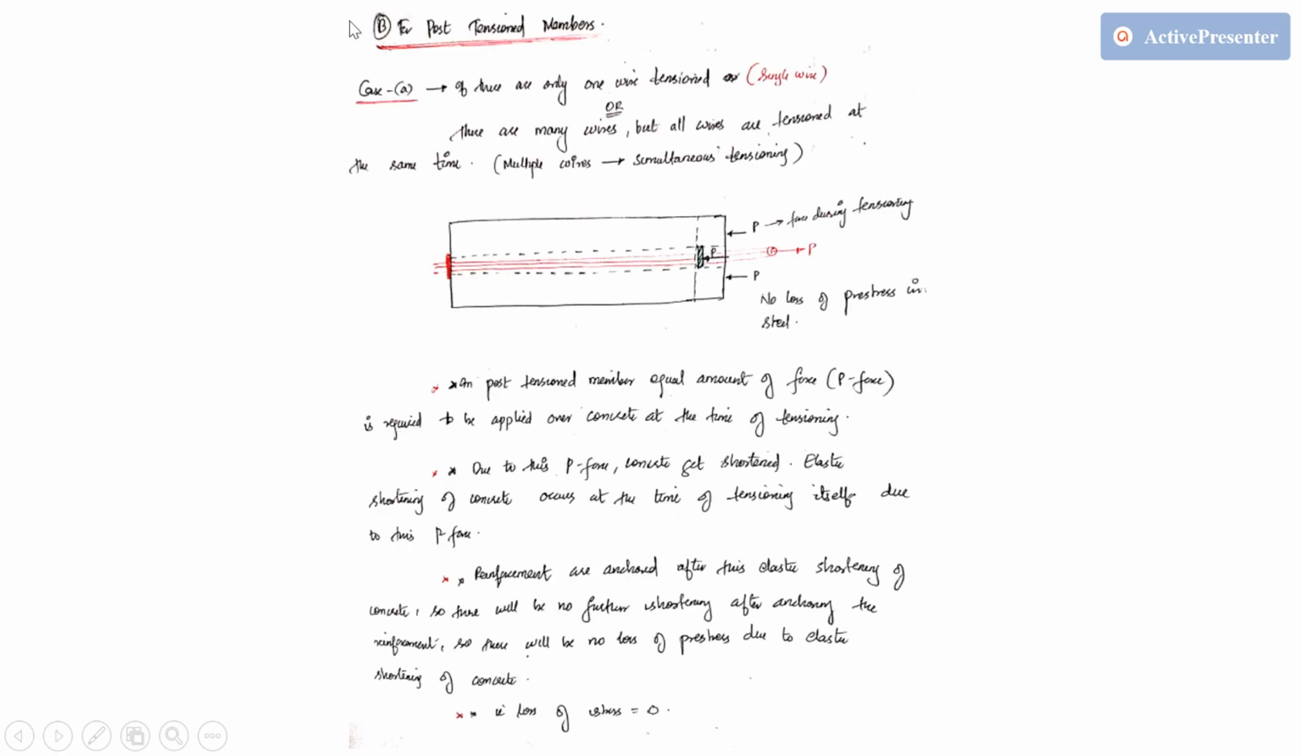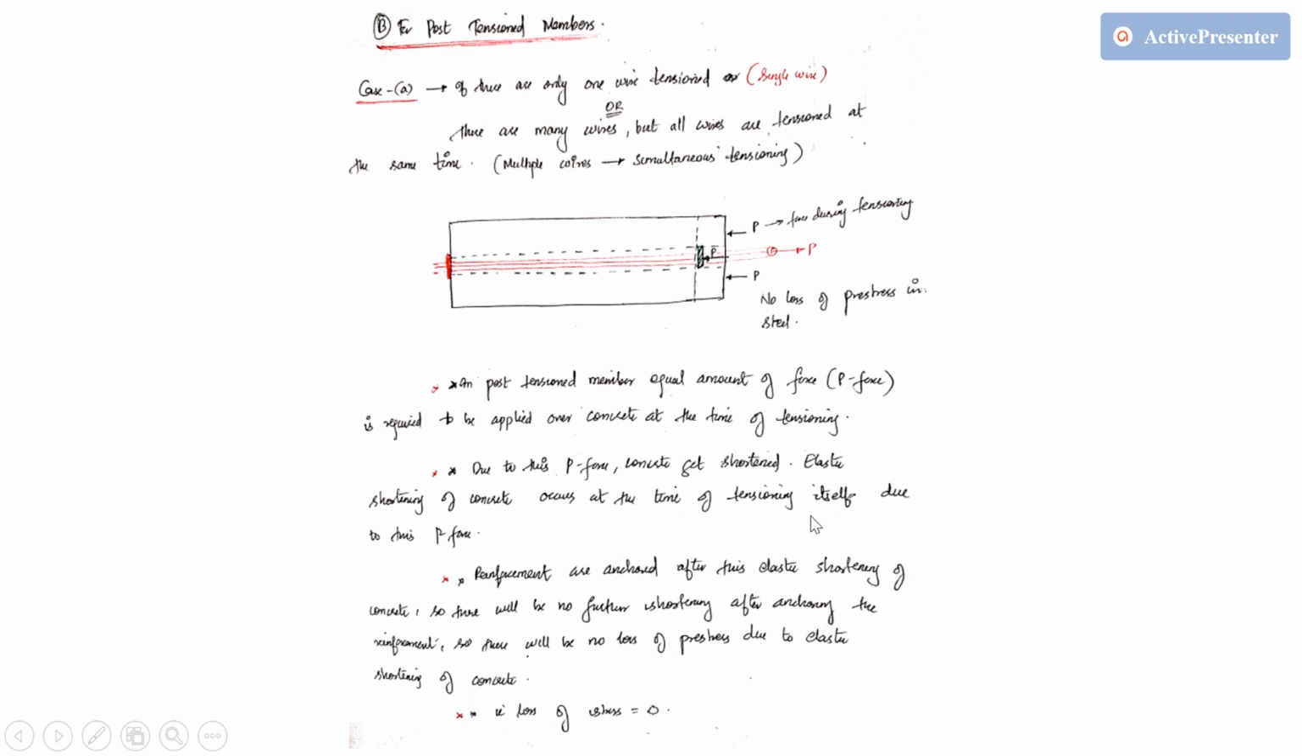So you can see here for post tension, if there is only one wire or single wire, or there are many wires but all wires are tensioned at the same time, that is simultaneous tensioning, then you can see here there is no loss. We will calculate this P after this has been anchored. In post tension members, an equal amount of force P is required to be applied over the concrete at the time of tensioning. Due to this P force, concrete gets shortened. Elastic shortening of concrete occurs at the time of tensioning itself.